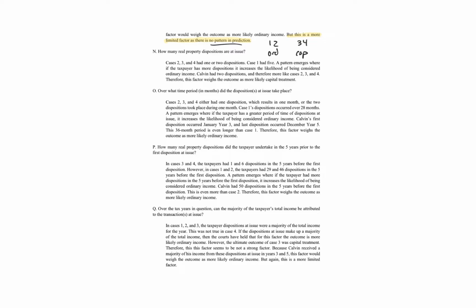So cases 2, 3, and 4 had 1 or 2 dispositions. Case 1 had 5. So a pattern emerges where if the taxpayer has more dispositions, then it increases the likelihood it's considered ordinary income. Because the idea is that if you're making a lot more dispositions at issue, you're more likely to be considered a developer selling these as lots to different people. Calvin only had 2, and there's actually a case. One of the cases 3 and 4 actually had 2 as well.